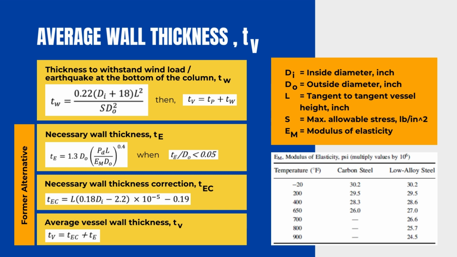For the former alternative, there is a method for computing the necessary wall thickness, TE, based mainly on the vessel length to outside diameter ratio, and the modulus of elasticity, EM, of the metal wall. This method is only applicable to TE over DO less than 0.05, as given by the equation on the second row. However, to the value of TE, the following correction TEC must be added, where all variables are in inches. The total thickness for a vacuum vessel is then TV equals TE plus TEC. The value of modulus of elasticity, EM, depends on temperature, with the following values for carbon steel and low alloy steel in the right-hand side table.